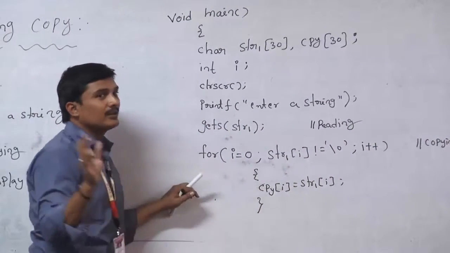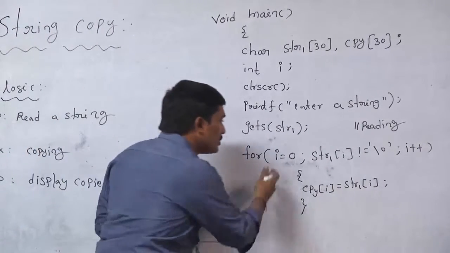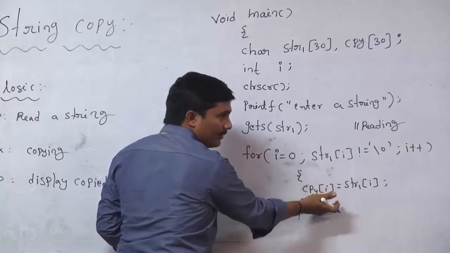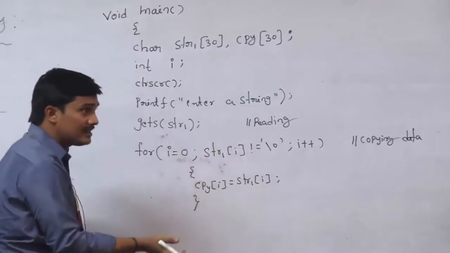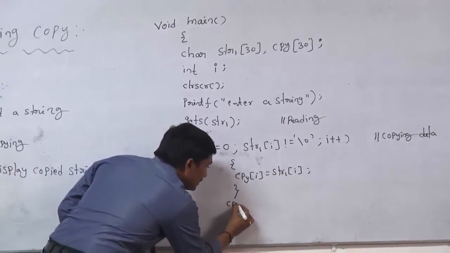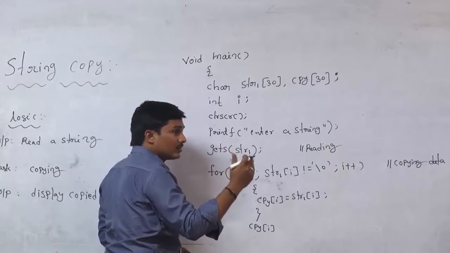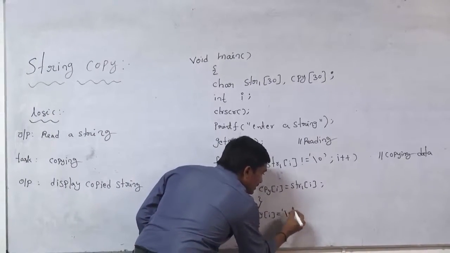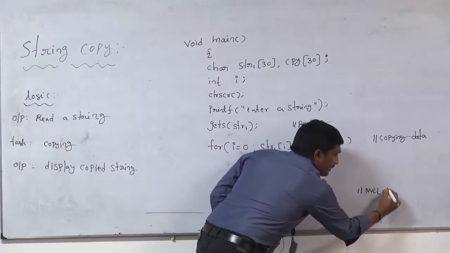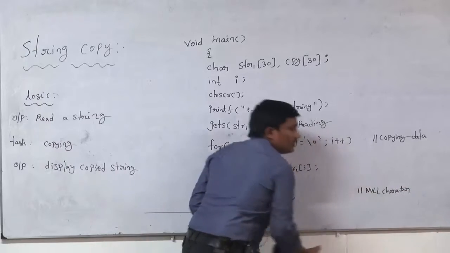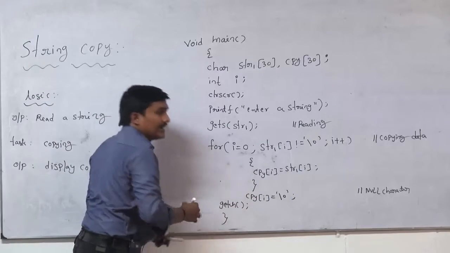After copying, as per the rules of the string ending mechanism, every string must end with a null character. Here we are copying only the data, but we are not copying the null character. So we have to add the null character. So cpy of i. Why? Because the last updated i value is pointing to which location? The last location. So cpy of i is assigned with which character? Null character. Your task is over. Then close your program. So getch and end your program.